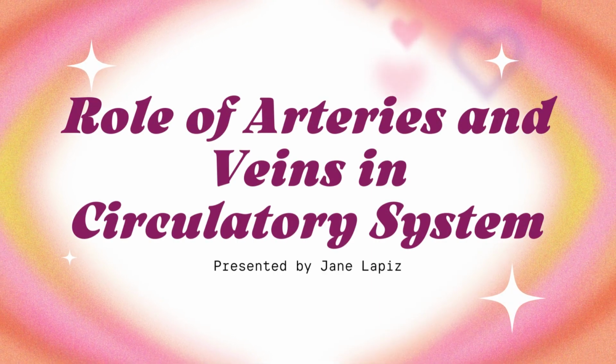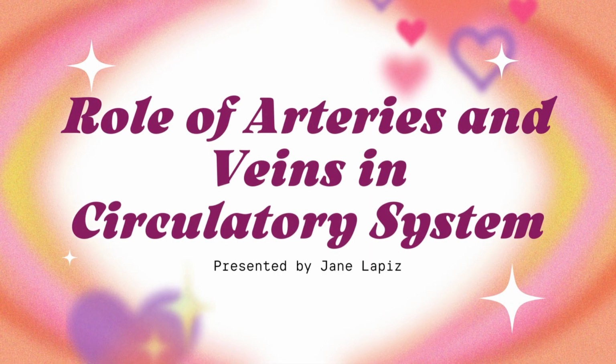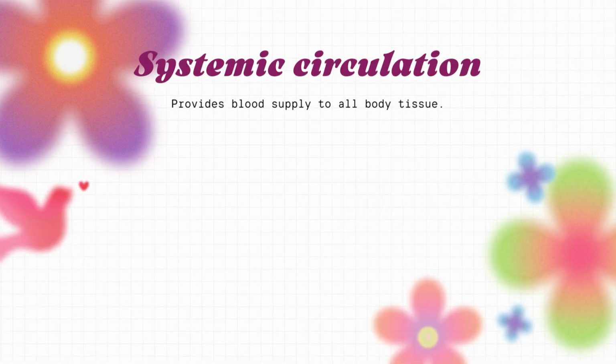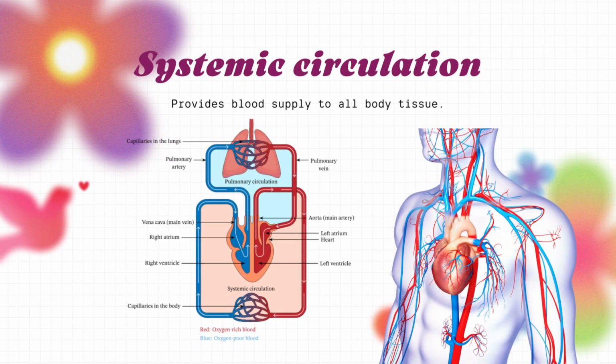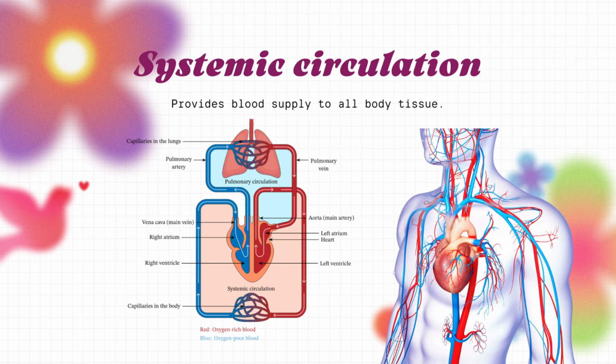Now I will discuss the role of arteries and veins in the circulatory system. Let us first have an overview of the systemic circulation. When we say systemic circulation, it provides the functional blood supply to all body tissue. It carries oxygen and nutrients to the cells and picks up carbon dioxide and waste products along its way.